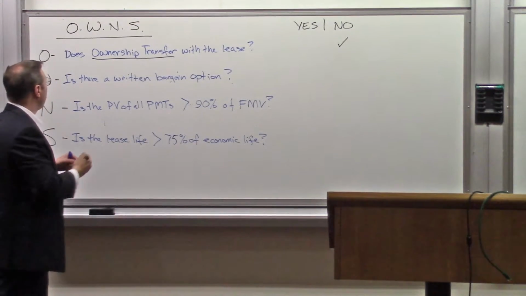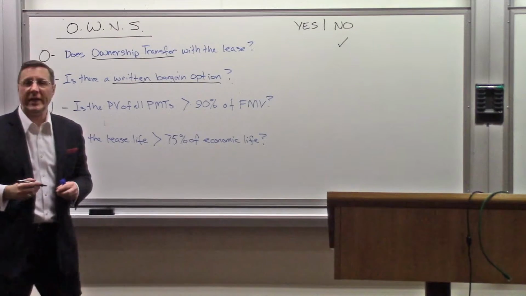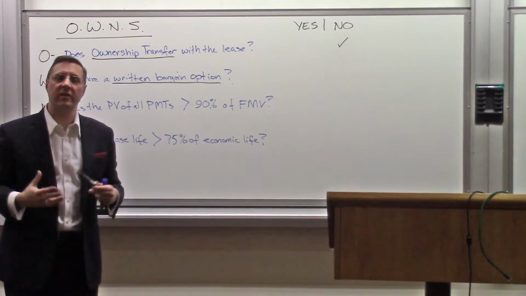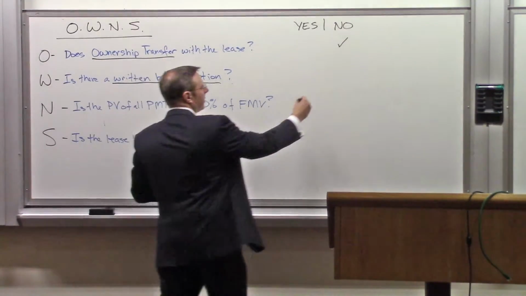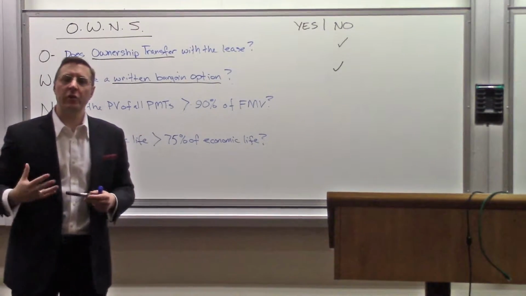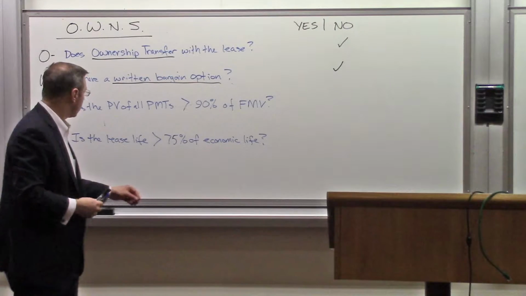We then look at the W. Is there a written bargain option in the lease contract? There's nothing in the problem that tells us that there would be a written bargain option. That is a no. In the O.W.N.S mnemonic, we do these in the order of how easy they are. So we skip down to the S, the last one.